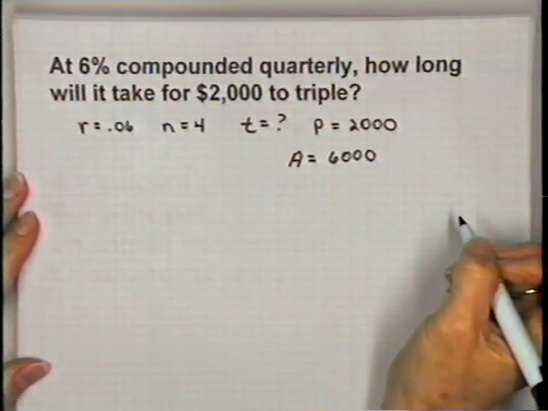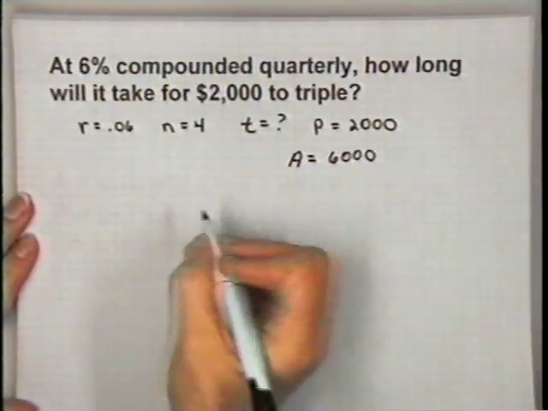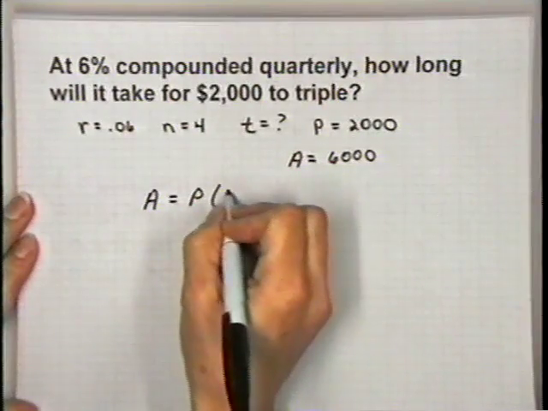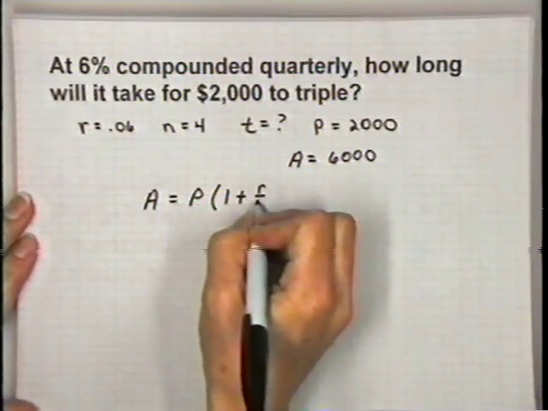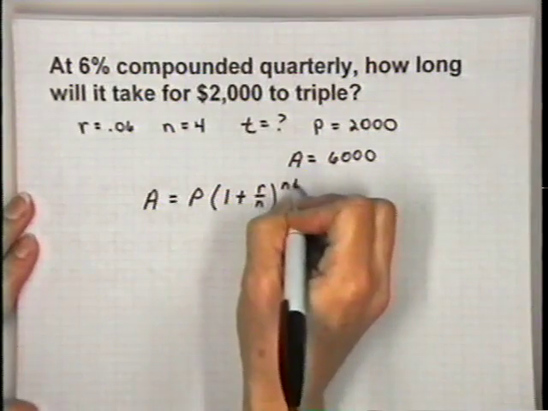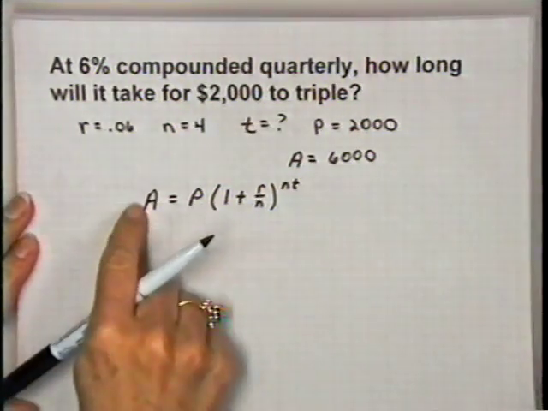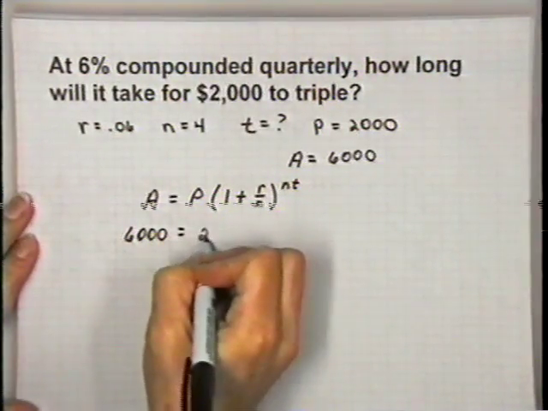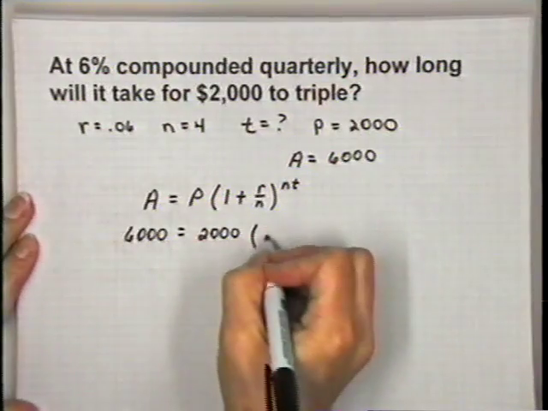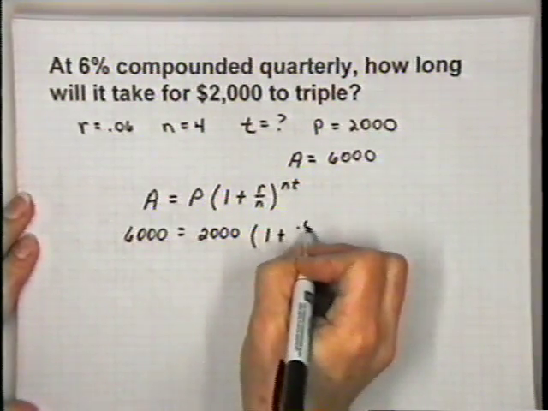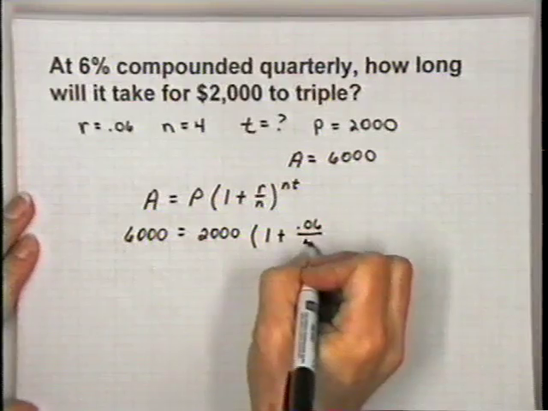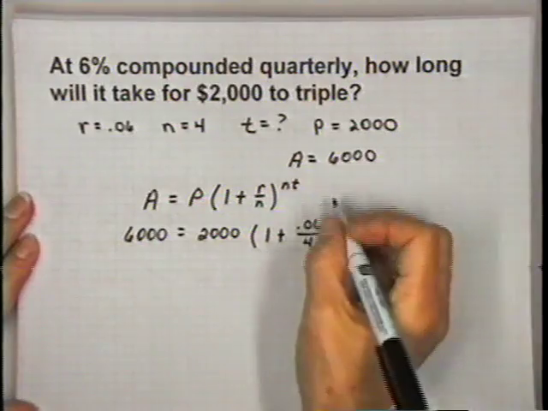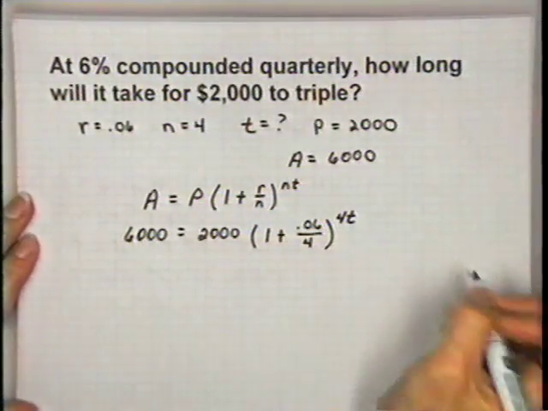Well, we just have a different missing part, but we can still use that formula. Let me write the formula for you here again. A equals P times the quantity 1 plus R over N to the N times T power. Now, this time we know A is 6,000. P is 2,000. I have 1 plus my R, 0.06, divided by N, 4, equals. Now I know N is 4, but I don't know T, so that's just going to have to be 4 times T right there.